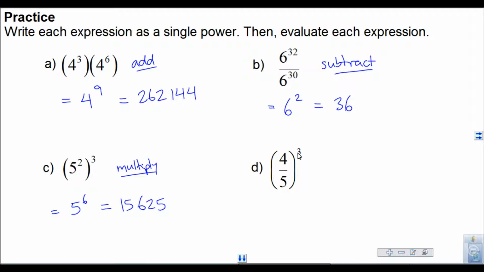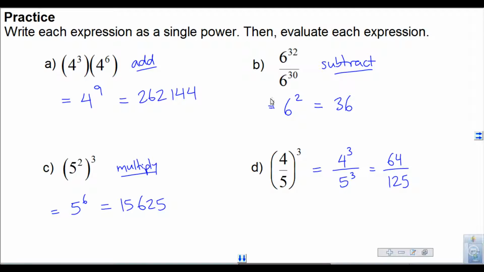Okay. And last but not least, we've got the fraction exponent rule. So this exponent on the outside of this bracket will now apply to both the numerator, right? So that's 4 to the 3, and the denominator. So that'll be 5 to the 3. So 4 times 4 times 4, that's 64. And then 5 to the power of 3, well, that's 125.